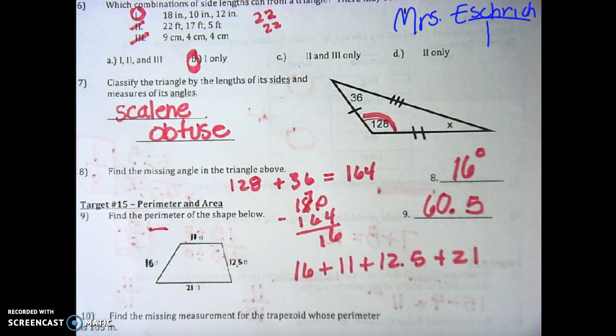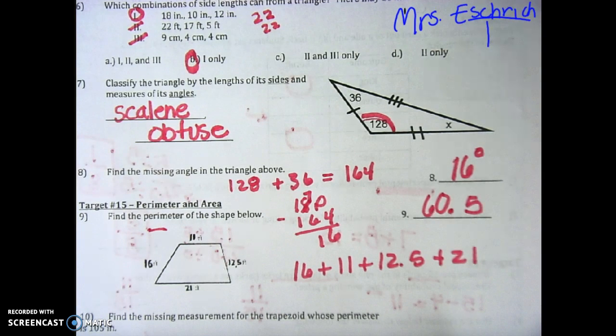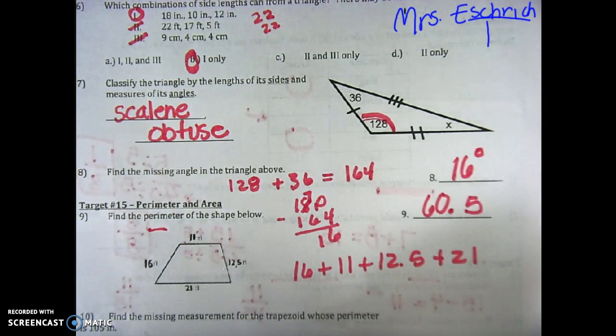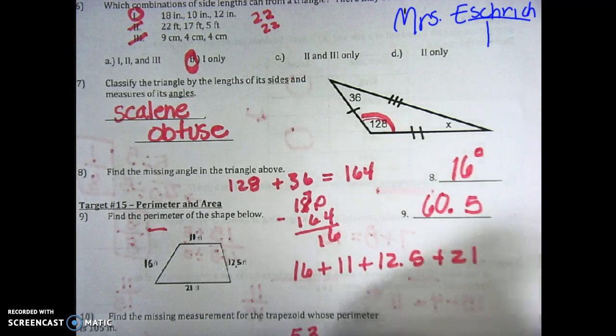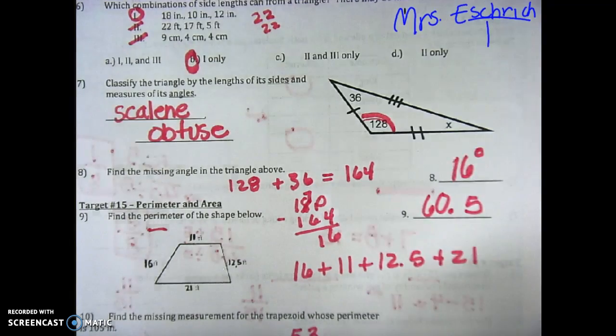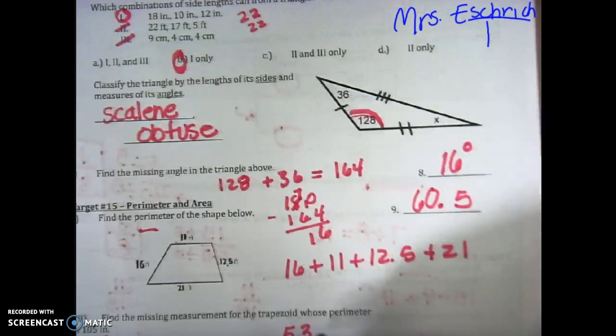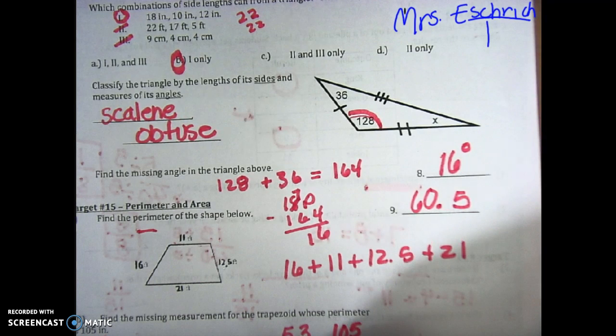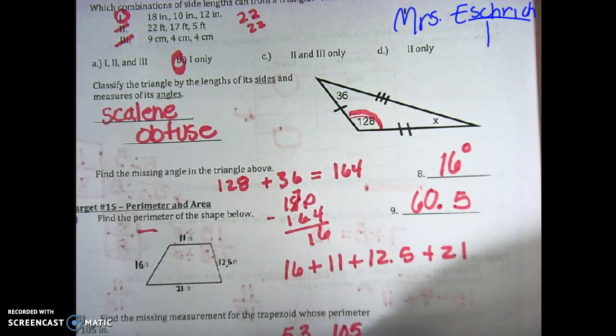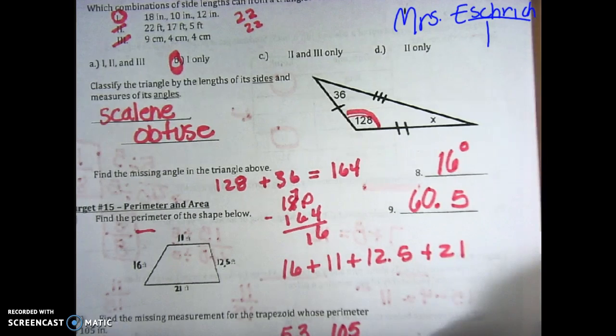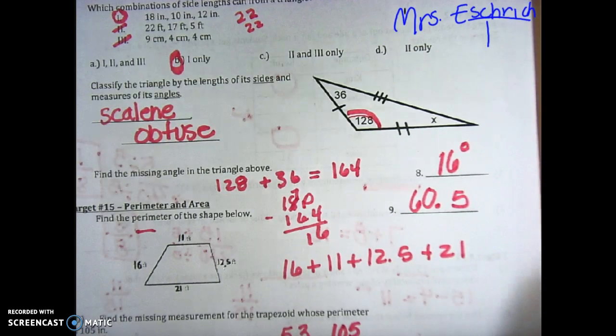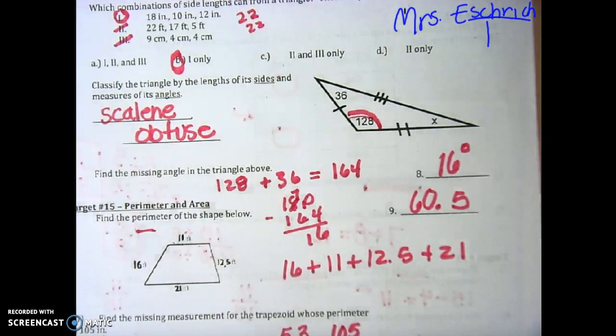Find the missing measurement for a trapezoid whose perimeter is 105. Okay, so if this plus this plus this plus this is 105, we'll need to add these up. 33 plus 20 is 53. I can do that in my head. 33 plus 20, add 9 is 62. Then, it's 105 in all, so it's 105 minus 62, which is 43 inches.